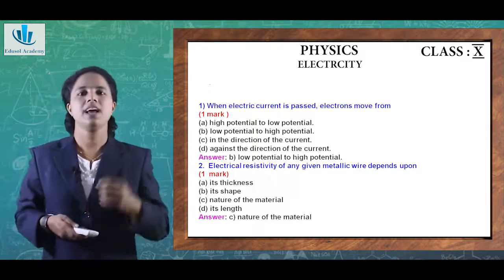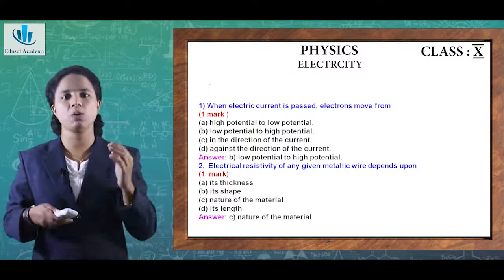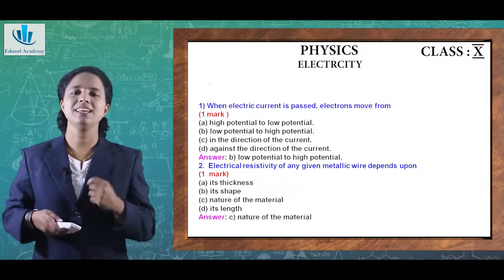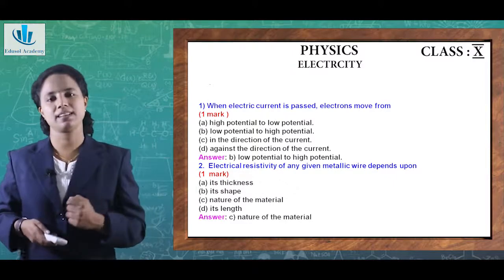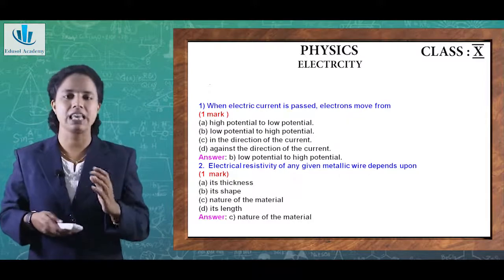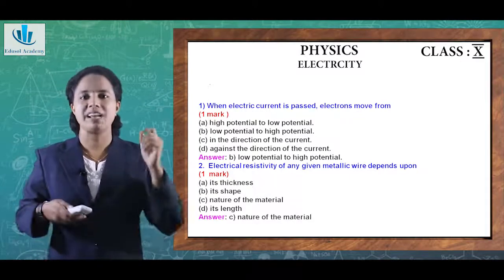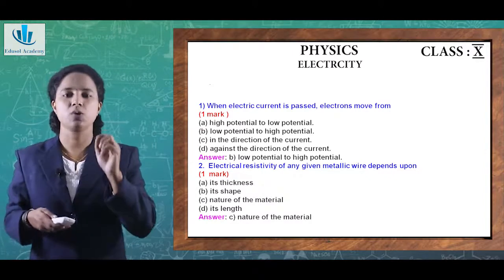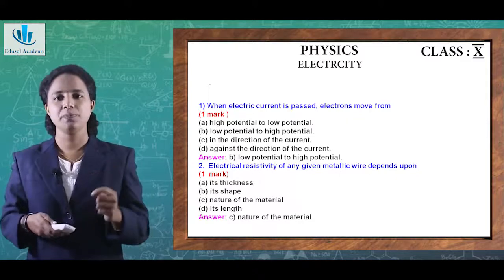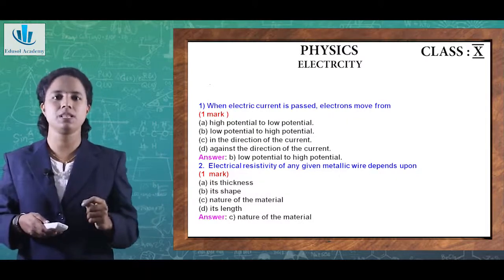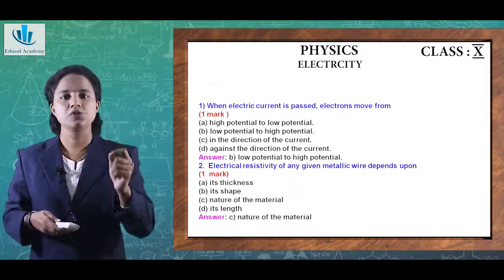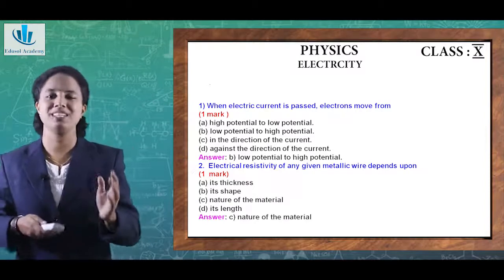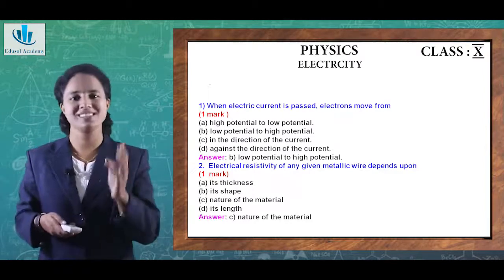The second question, electrical resistivity of any given metallic wire depends upon option A, its thickness, B, its shape, C, the nature of the material, and D, its length. We know that resistance R equals rho L by A, where L is the length of the material, A is the area of the material, and rho is known as the resistivity. So here the question is, the electrical resistivity depends upon. So the electrical resistivity of any given metallic wire will depend upon the nature of the material. So the correct option is option C.